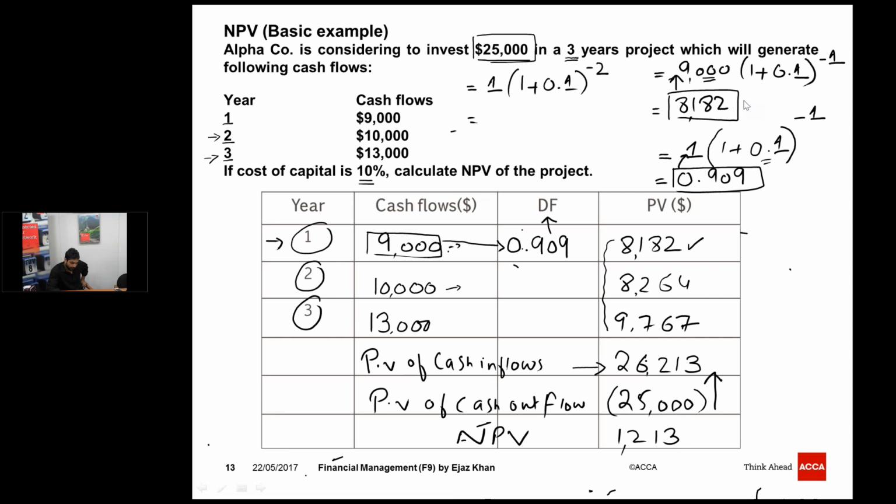So it's 0.826. So the discount factor for year 2 will be 0.826. Now, if you multiply 10,000 with 0.826, you'll get the same answer, 8,260 approximately. And the same way, if we calculate the discount factor for the third year, it will be 0.751. So these discount factors are actually the present values of $1 after different years.